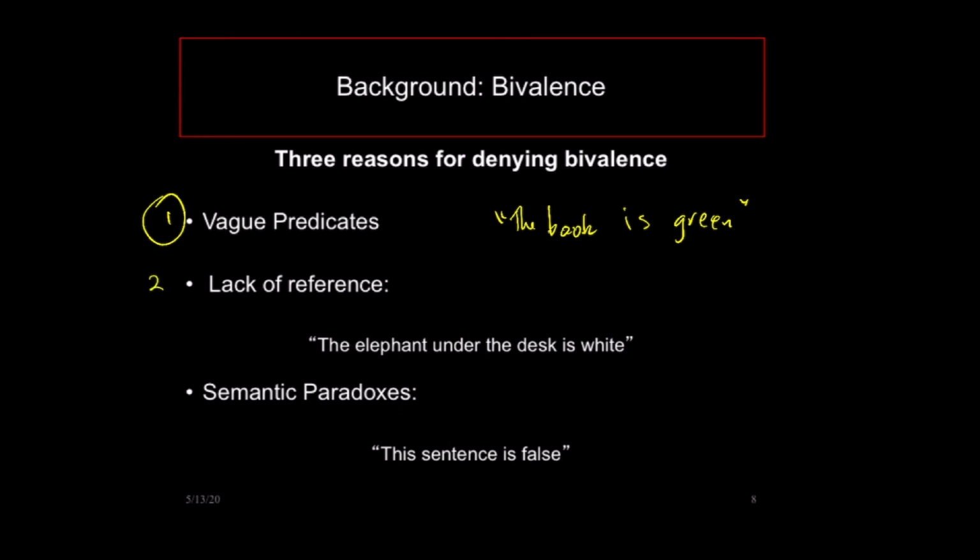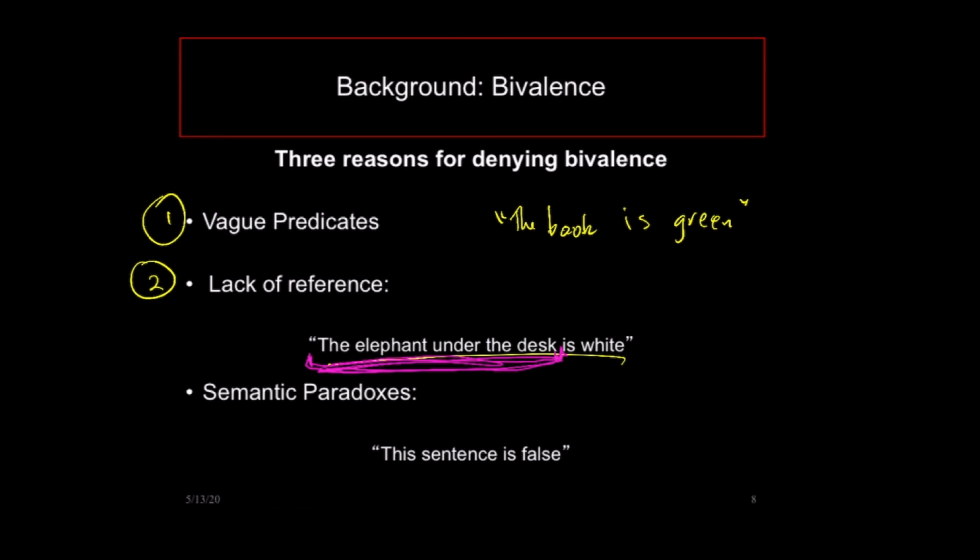A second reason is statements such as this one: the elephant under the desk is white. And these statements are particularly tricky because it's hard to say whether they are true or false. And people sometimes feel kind of strongly about this. But for instance, suppose I said right now, the elephant under my desk is white, and I promise you there's no white elephant under my desk. If the subject of the sentence, so to speak, has no referent, there's nothing in the world that is the elephant under my desk, then it's not clear what we should say about whether that statement is true or false.